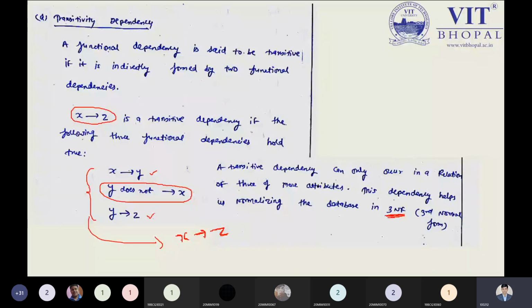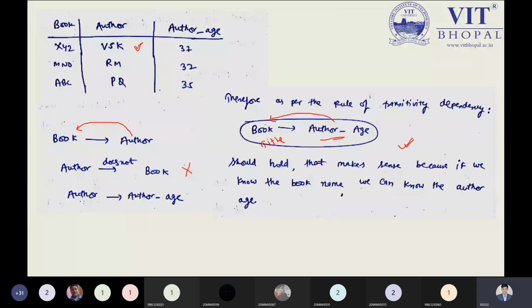Let us understand this kind of dependency with the help of a simple example. We have three different attributes: book, author, and author age. I have put in some rough data: books XYZ, MNO, ABC, authors VSK, RAM, PQ, and so on, with ages 37, 32, 35. I have taken random data only. You can observe here that author depends on the book, meaning who is writing the book. So the author name will depend on the book. What is the title of the book? That is also mentioned.